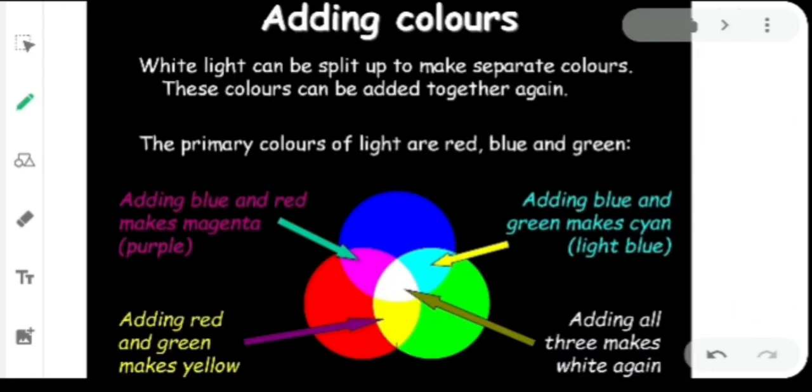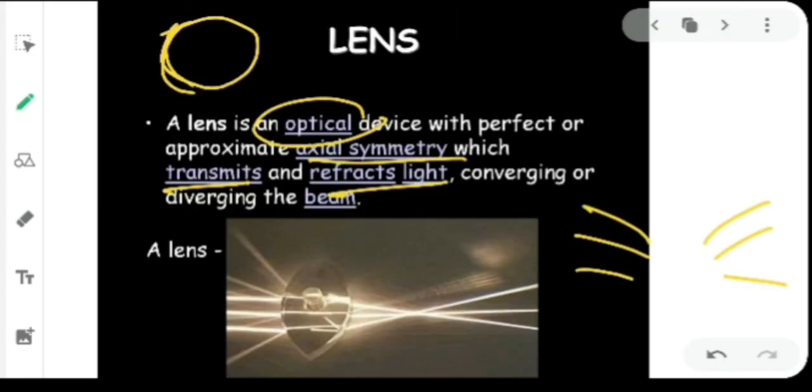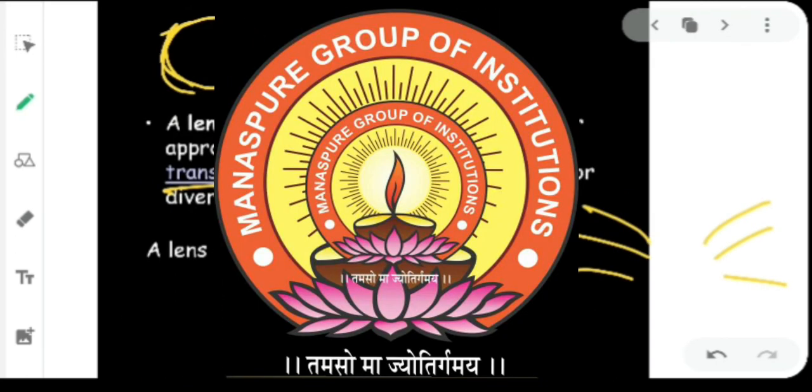So this is an interesting activity of adding colors which is given for you. Hoping that you will solve this activity. We will study it in tomorrow's lecture. Let us stop today over here.